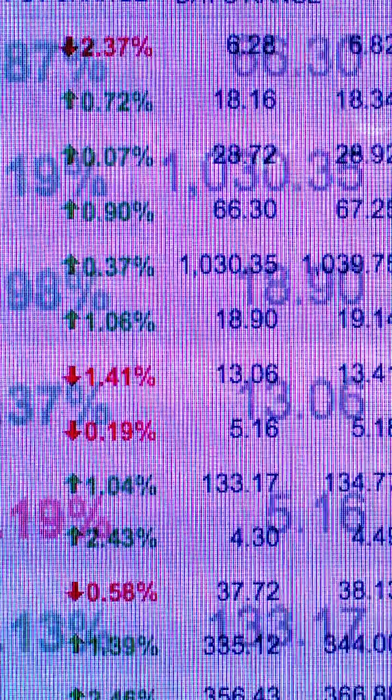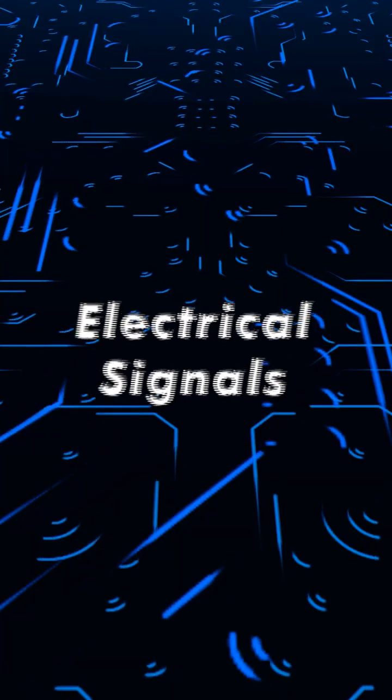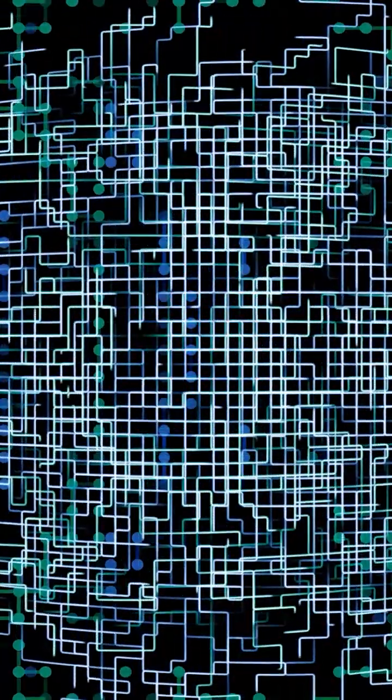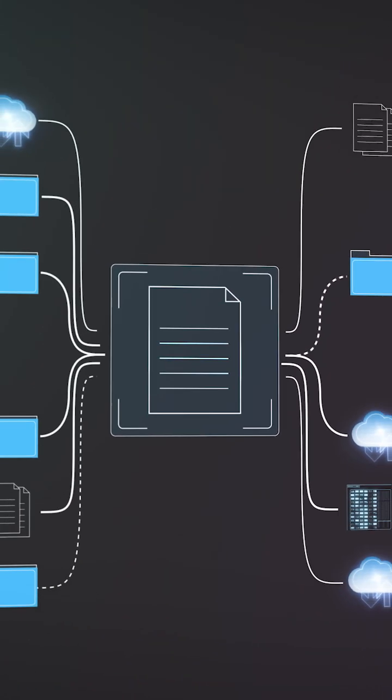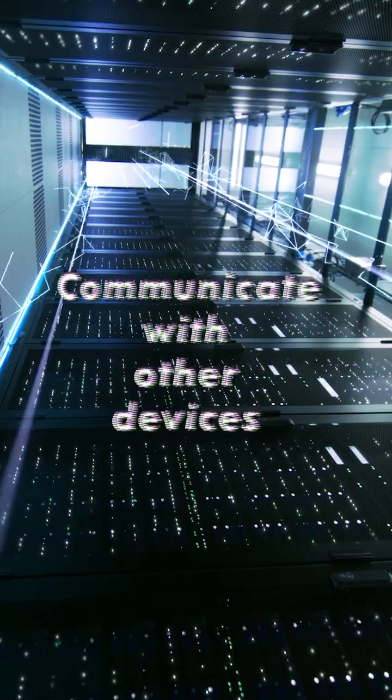How does a computer work? A computer processes data and instructions through its hardware components, using electrical signals and binary code to perform calculations, store and retrieve information, and communicate with other devices.